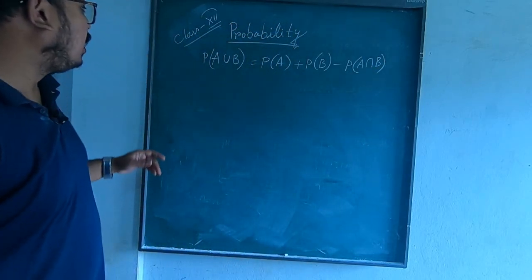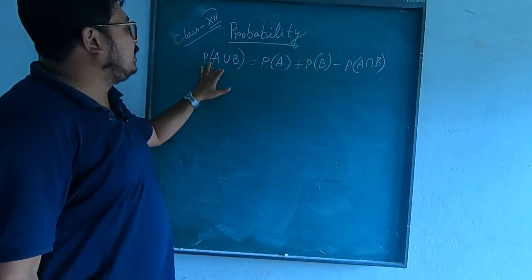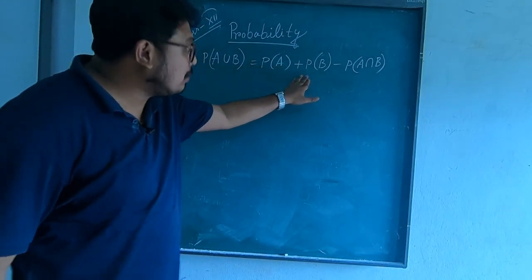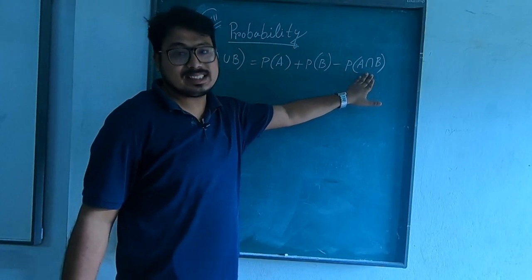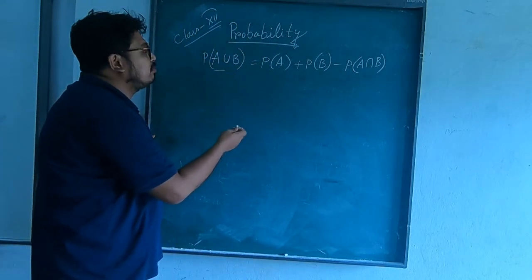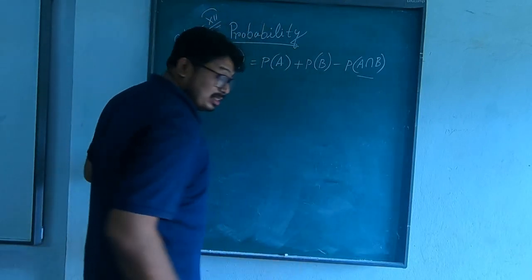So, how will we do this formula? Probability of A union B equals probability of A plus probability of B minus probability of A intersect B. I hope it is a new term for you. What is A union B or A intersect B?